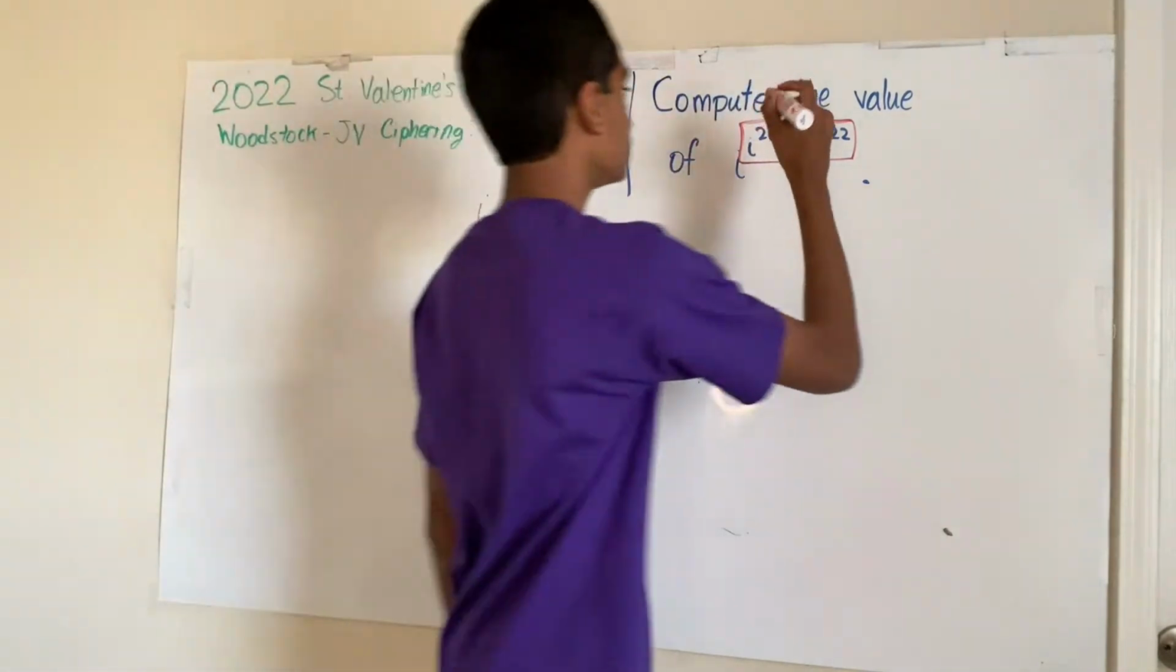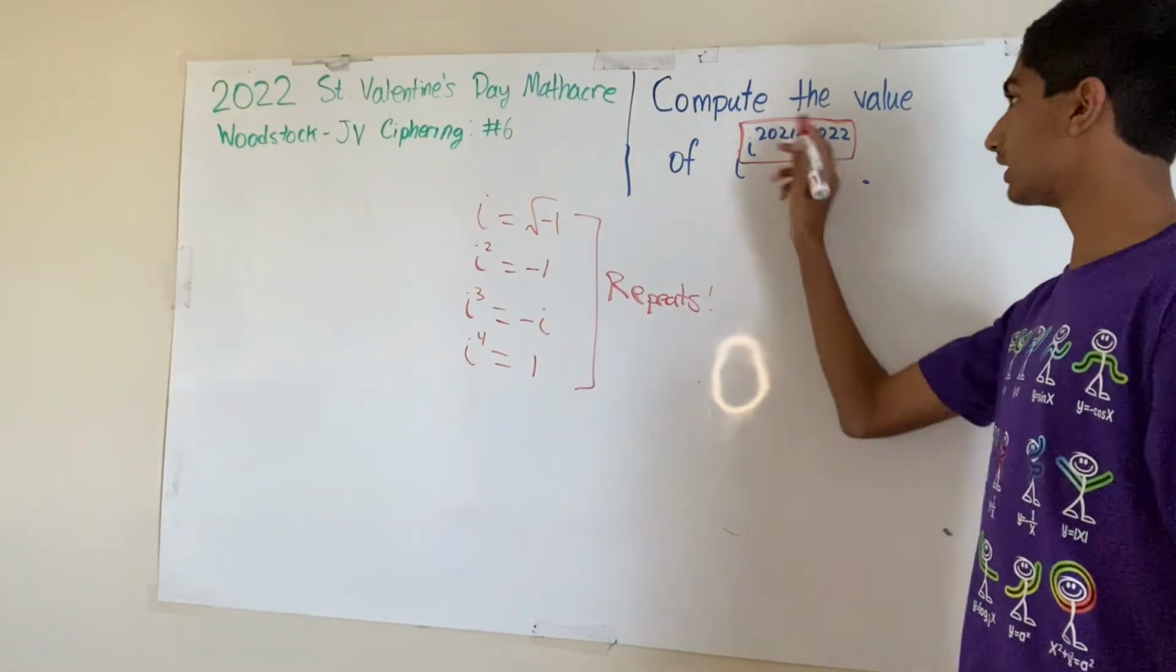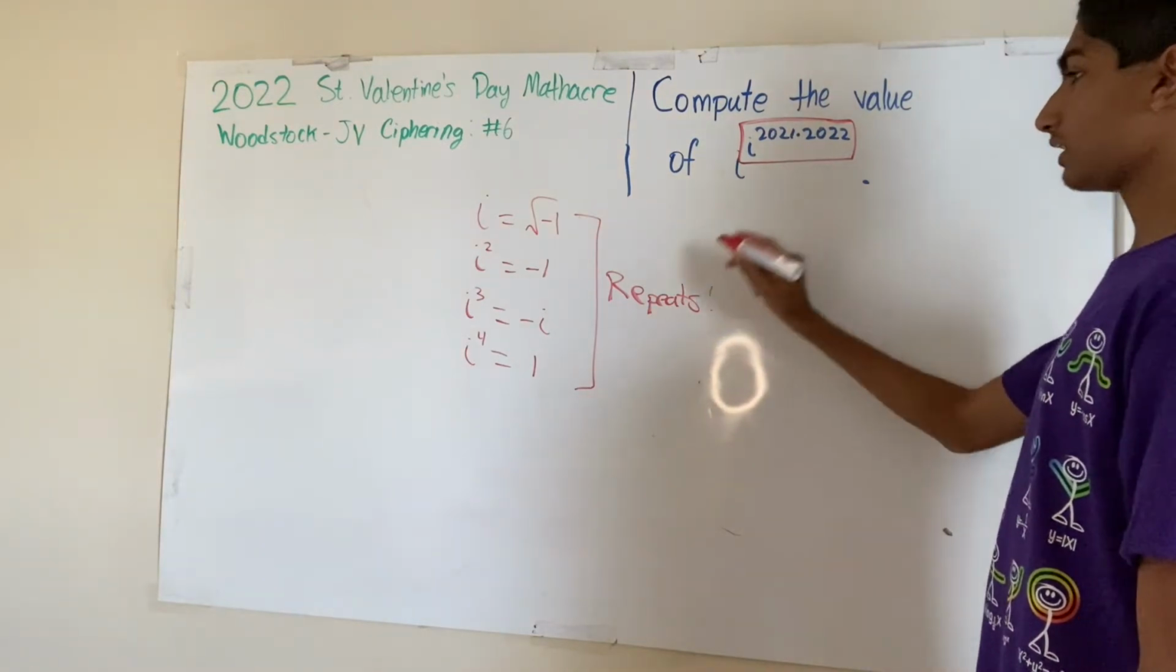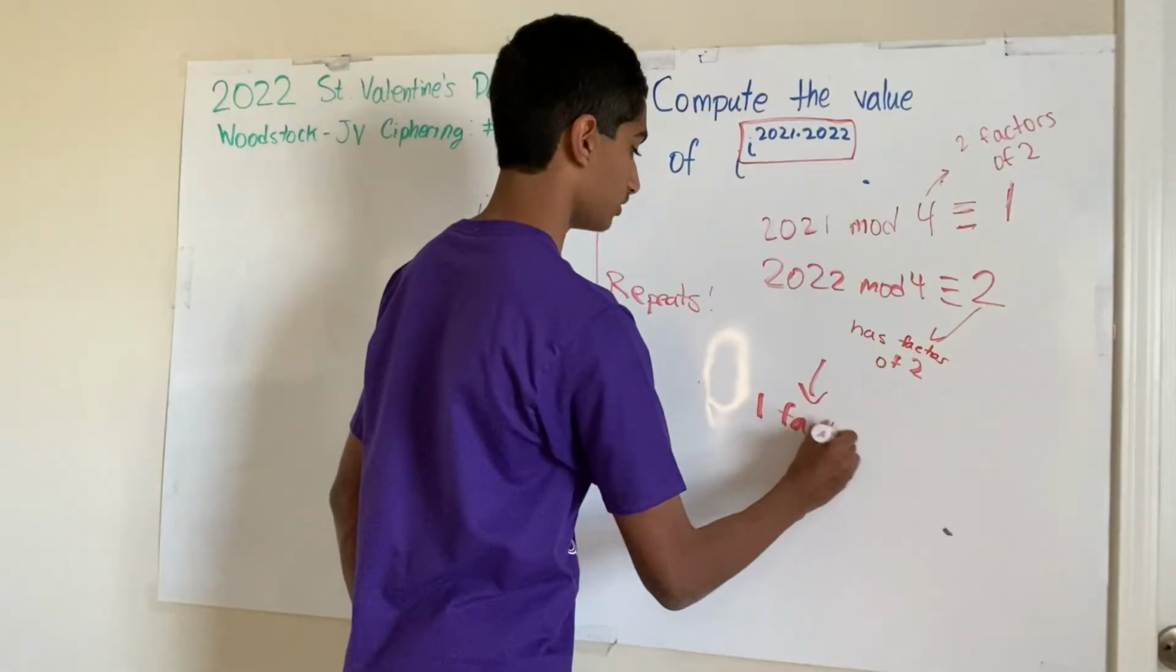Anyways, we're given this huge number. You won't be able to compute the actual number in time for this competition, so there's a fast way to do it. Instead, you want to find the remainder when dividing by 4. What I explained here is that 2021 does not have a factor of 2, and 2022 has a factor of 2, but I used modular arithmetic to prove that. I'll go over modular arithmetic in another video. But when you multiply a number that doesn't have a factor of 2 with a number that has a factor of 2, you're going to be left with a number that has exactly one factor of 2.